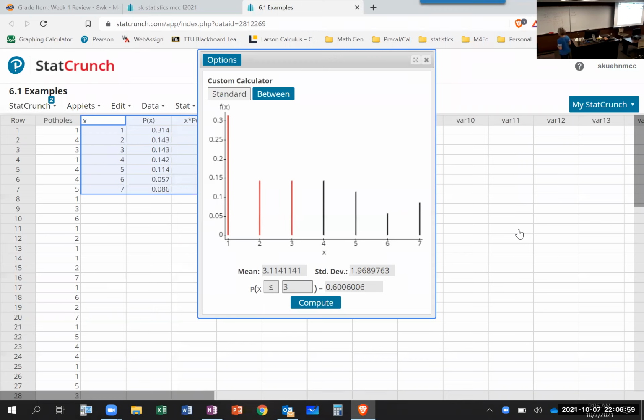Now, what do you notice here? The mean. Look at that number. How does that number compare to the one you calculated by hand?